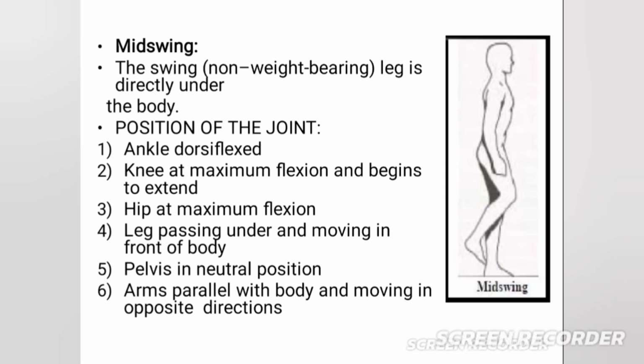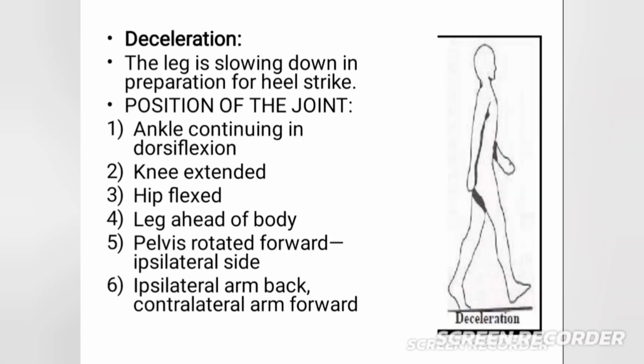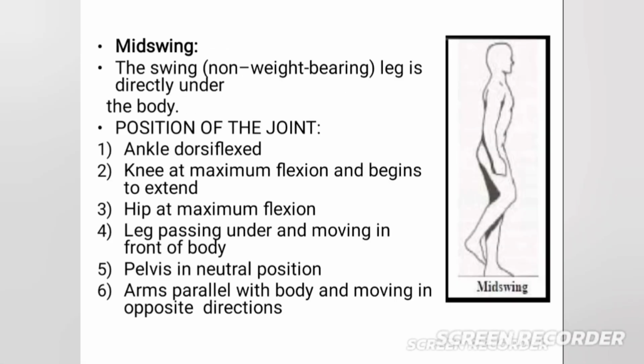Then the mid swing phase. In the mid swing phase, the non-weight bearing leg is directly under the body. Here in this figure you can see your ankle is dorsiflexed, knee at maximum flexion and begins to extend, hip at maximum flexion, pelvis in the neutral position, and arms parallel with the body and moving in the opposite direction. So this is the mid swing phase.